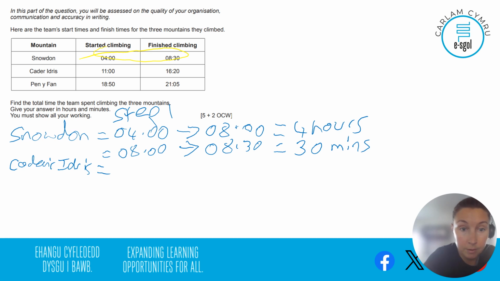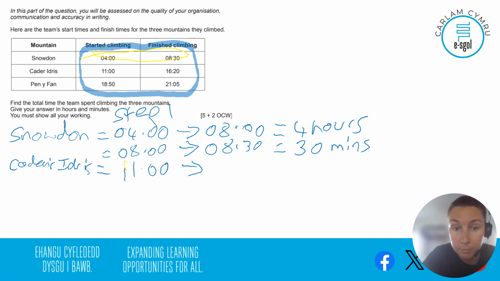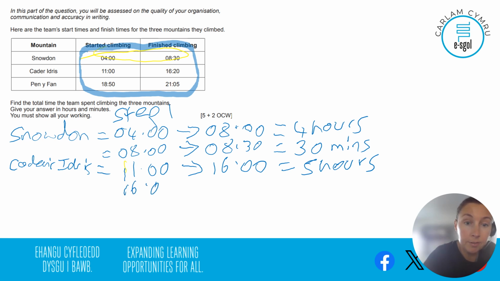So the times here, as we can see now. Cadair Idris is 11. So 11 to 16. We know 16 is 4 o'clock. We'll leave out the 20 minutes for now. So we write 16 here. And we write down that's 5 hours. Then we put 1600 hours here. We know they finished at 20 past the hour. So that's simply 20 minutes.